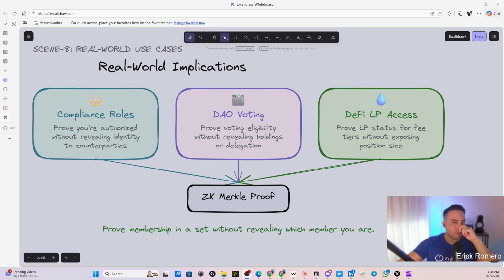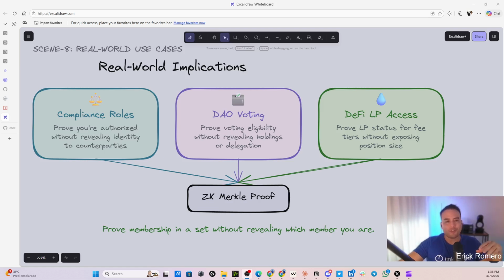DAO governance, for example. Voting eligibility based on token holdings or delegation, today that's all on chain. With ZK access control, a DAO member can prove they are eligible to vote without revealing how many tokens they hold or who delegated to them. This allows us to avoid vote buying, because you can't verify how someone voted if you can't even verify they were eligible.